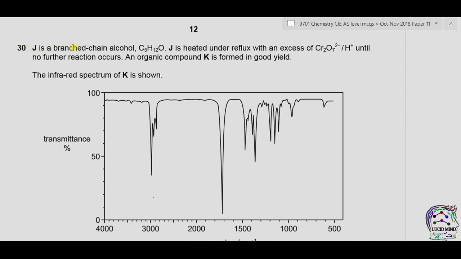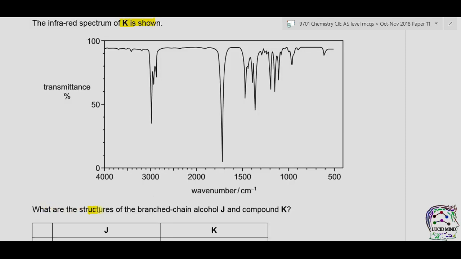Question 30. J is a branched chain alcohol. The formula is C5H12O. J is heated under reflux with an excess of acidified dichromate until no further reaction occurs. An organic compound K is formed in good yield. The infrared spectrum of K is shown. What are the structures of the branched chain alcohol J and compound K?